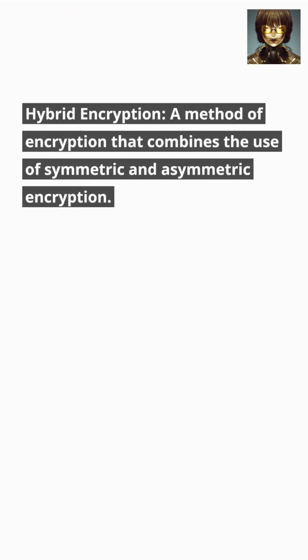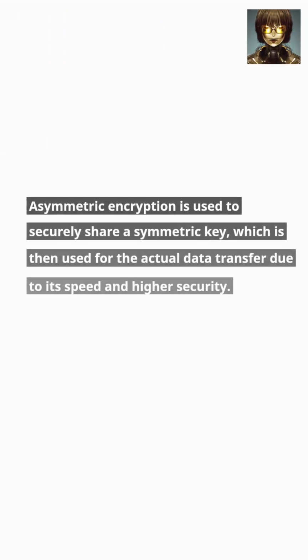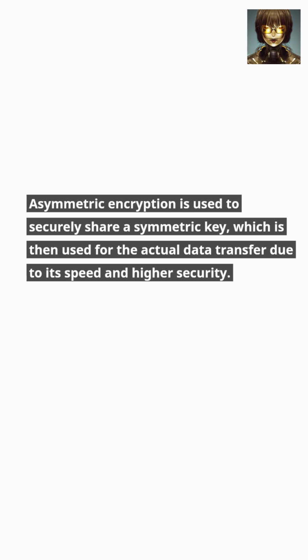Hybrid encryption, a method of encryption that combines the use of symmetric and asymmetric encryption. Asymmetric encryption is used to securely share a symmetric key, which is then used for the actual data transfer due to its speed and higher security.